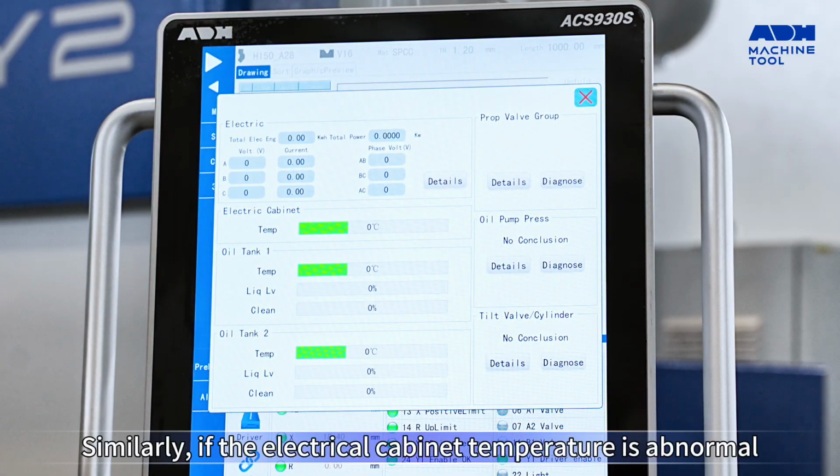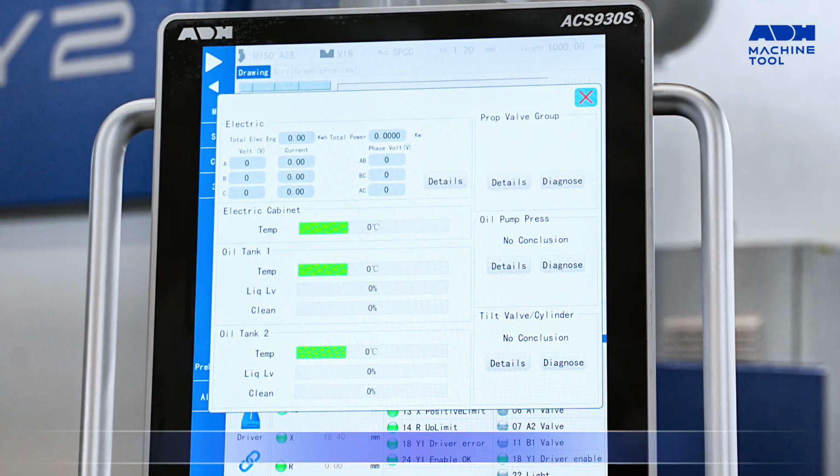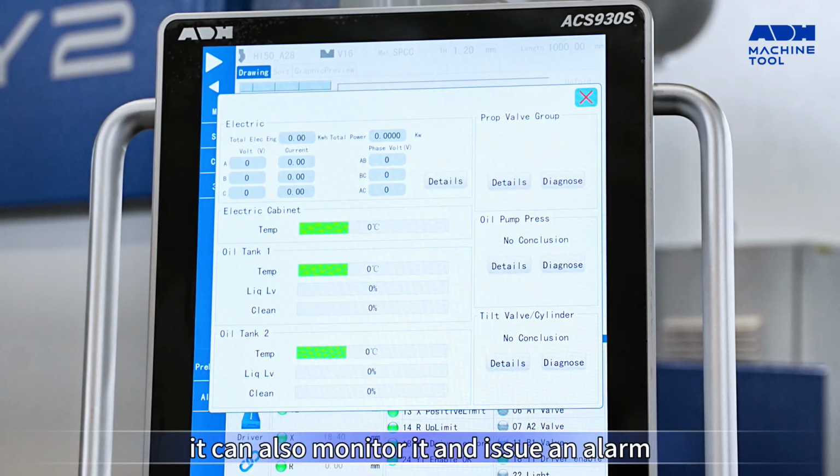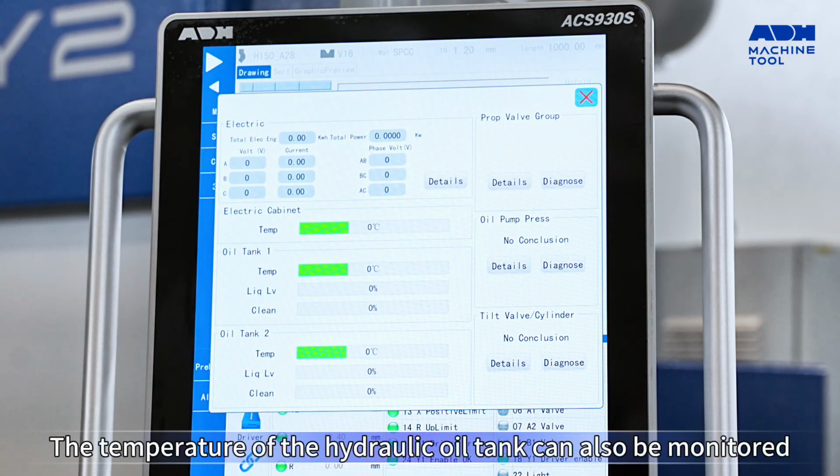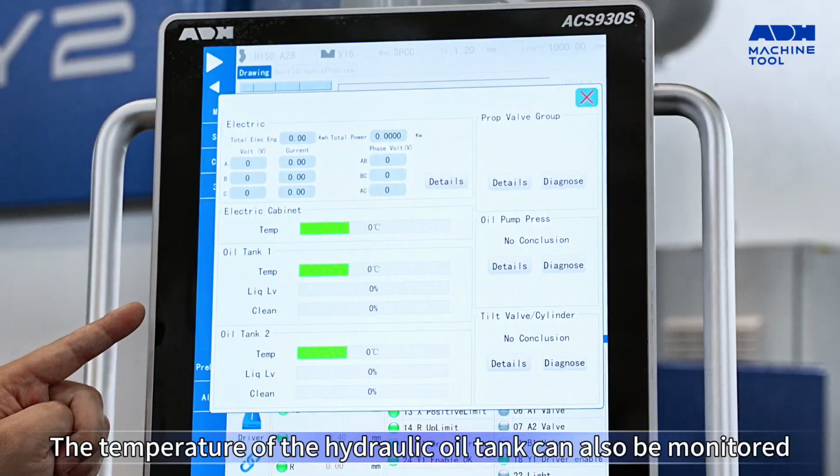Similarly, if the electrical cabinet temperature is abnormal, it can also monitor it and issue an alarm. The temperature of the hydraulic oil tank can also be monitored.